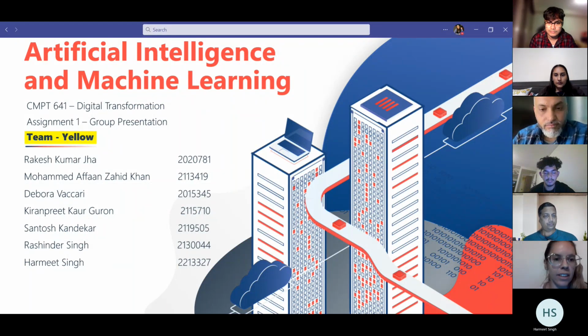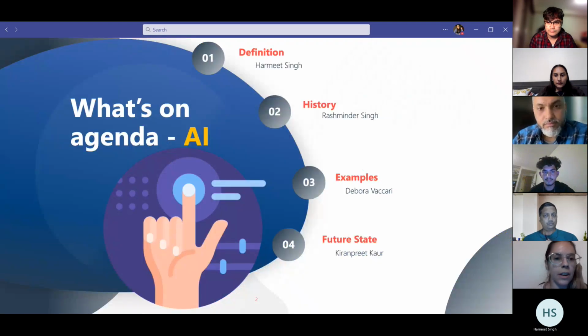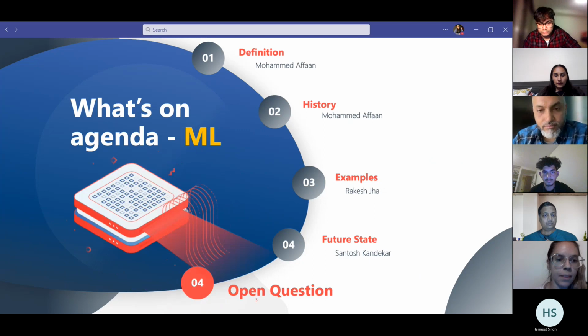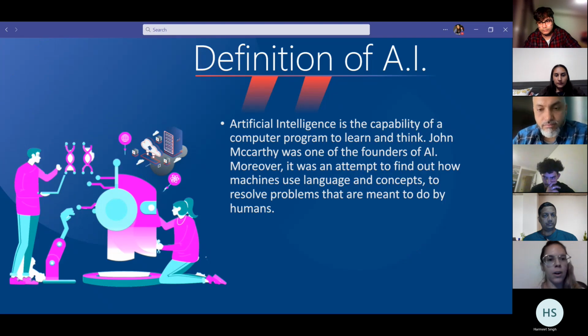And here is our agenda. We are going to talk about definition, history, and examples and future state of AI. And then the same for machine learning. And now we are going to hear more about definition of AI.